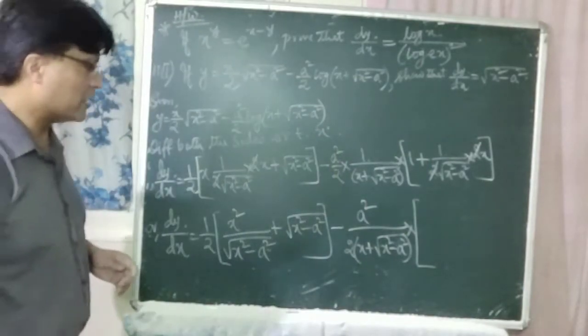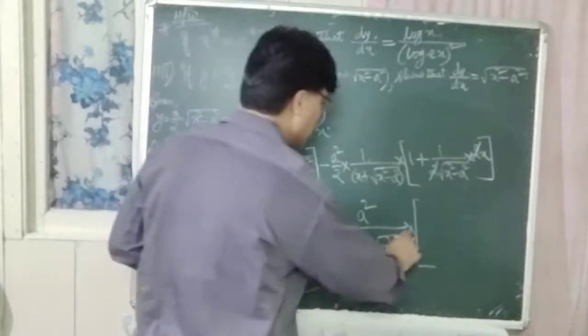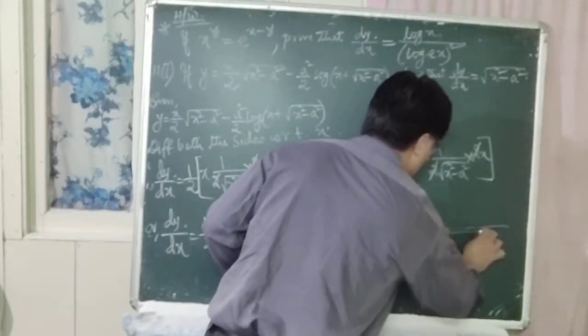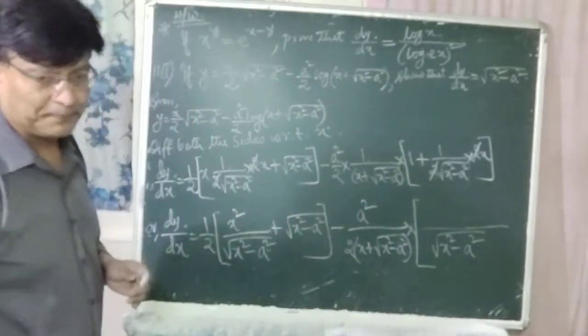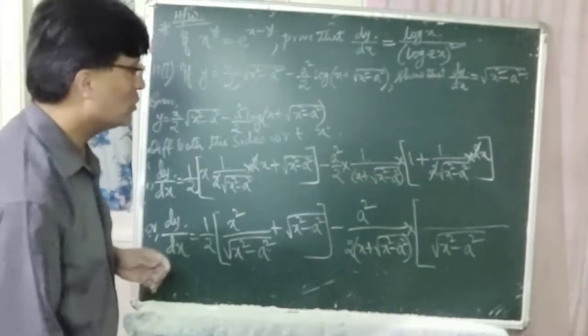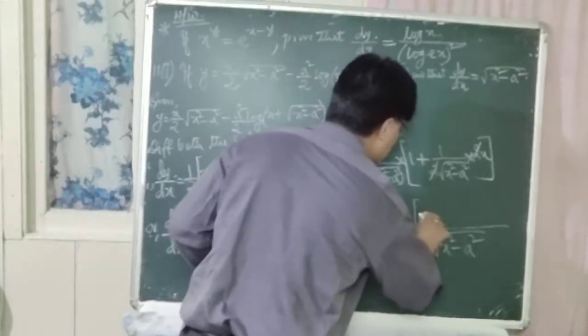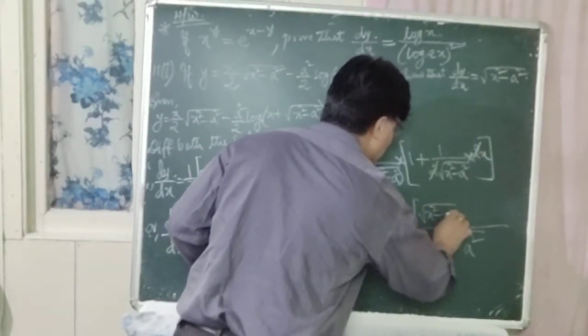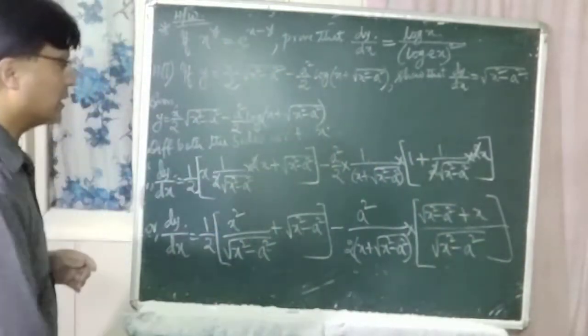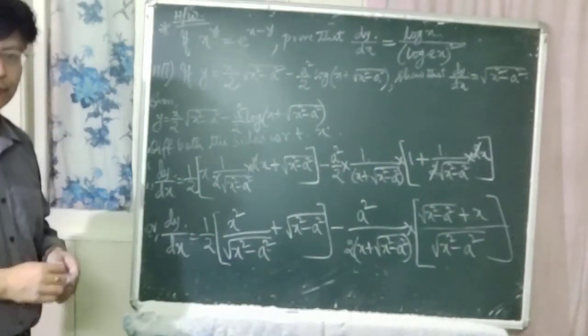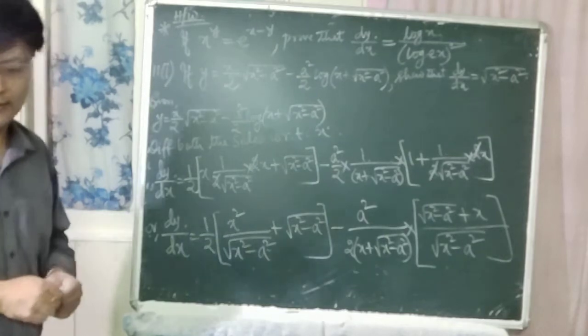So what's the LCM here now? The LCM is root over x square minus a square, right? So what will be there in the numerator? It is root over x square minus a square plus x. So here third bracket is closed. So I think you have understood it.